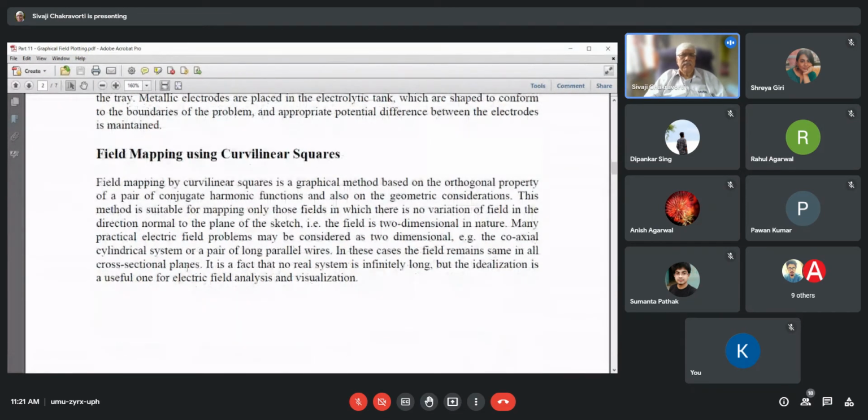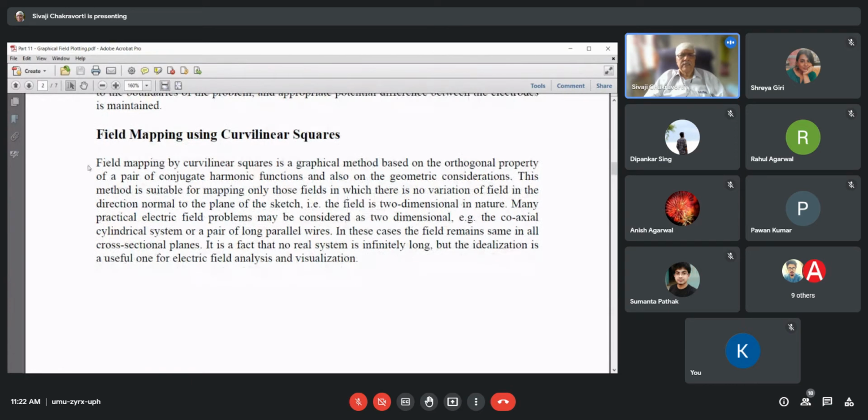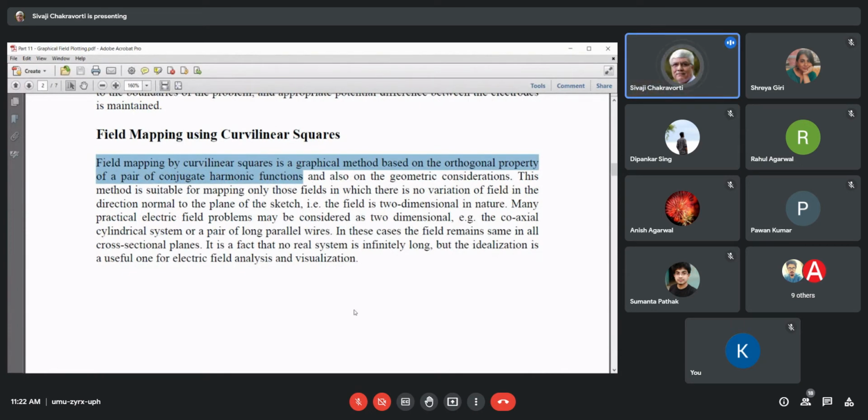But then instead of all these experimental setups, there is a second method which is called field mapping using curvilinear squares. Now, the basis of this is of course our fundamental statement that we have a conjugate harmonic function, which satisfies Laplace's equation, and these two conjugate harmonic functions are orthogonal to each other.